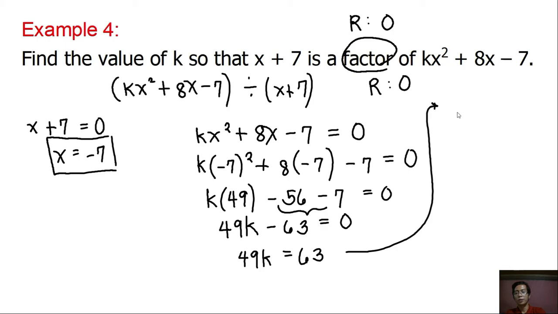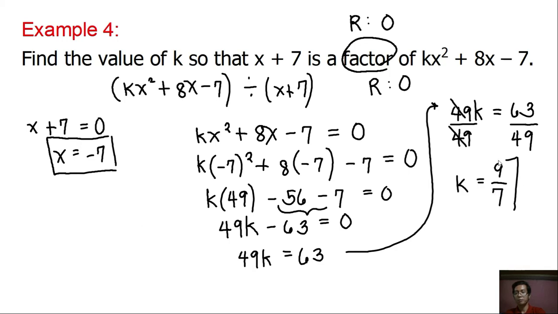Ayan. So, tuloy natin dito. So, 49k is equal to 63. Solving for the value of k, we divide both sides of the equation by 49. 49 divided 49 is 1. So dito, hindi sakto yung lalabas. So I advise na i-lowest term na lang. Ano po ang lowest term ni 63 over 49? Okay, so divide natin yung numerator and denominator by 7. 63 divided 7 is equal to 9. 49 divided 7 is equal to 7. Therefore, the value of k is equal to 9 over 7.